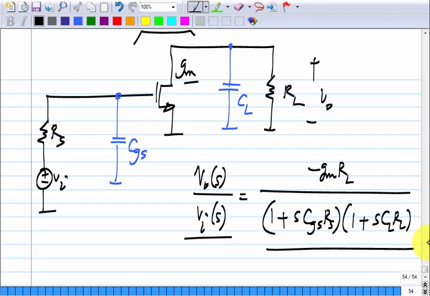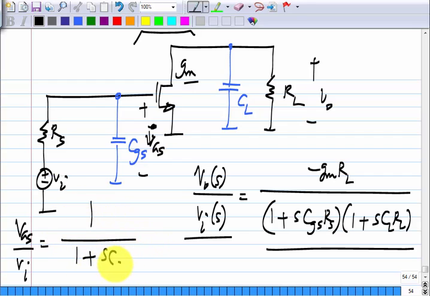So, it is a second order transfer function, there are two capacitors, but actually it is really a cascade of two first order transfer functions. If you call this voltage VGS, then VGS by Vi would be 1 by 1 plus S CGS RS. These results about first order systems, you should know, not by memorizing, but by working out enough problems. Similarly, V naught by VGS will be minus GMRL by 1 plus S CL RL.